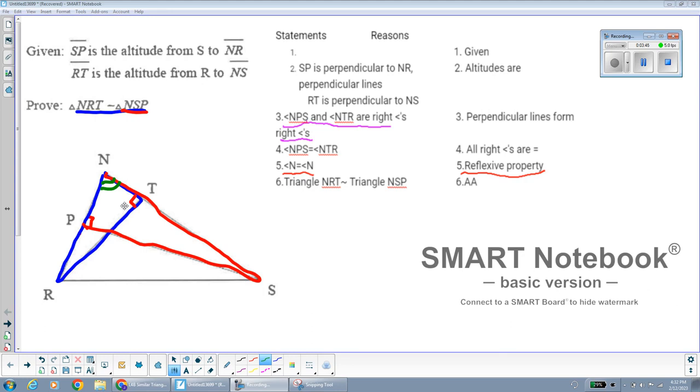Then, from knowing that I have altitudes, which are perpendicular lines, I concluded that we have right angles. That angle NPS and angle NTR are right angles. And the reason for that is perpendicular lines form right angles. So they're congruent to each other because all right angles are congruent. And then I mentioned the shared angle, angle N, that's the reflexive property. And finally, we're proving the triangles similar by AA.